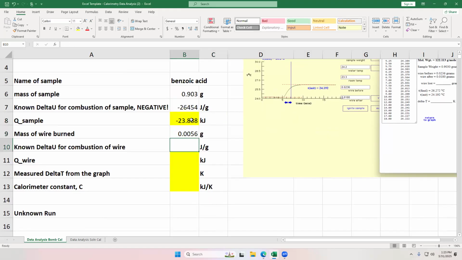All right. What's the known delta U for the combustion of the wire? Again, it should be negative, and it's given on the spool that had the wire. It's given to you in calories per gram. What is it?